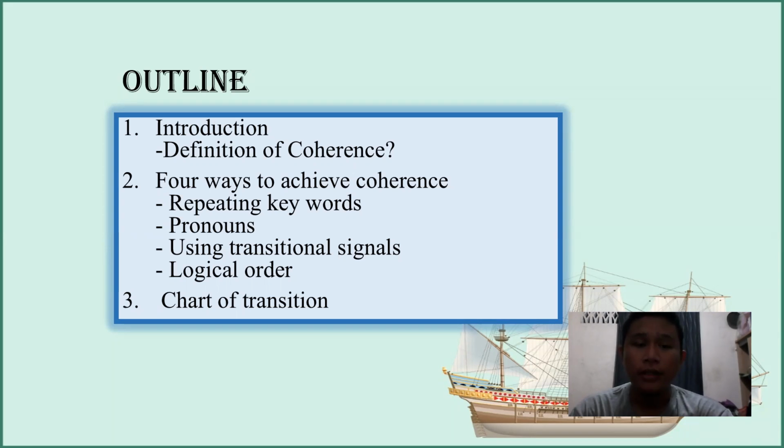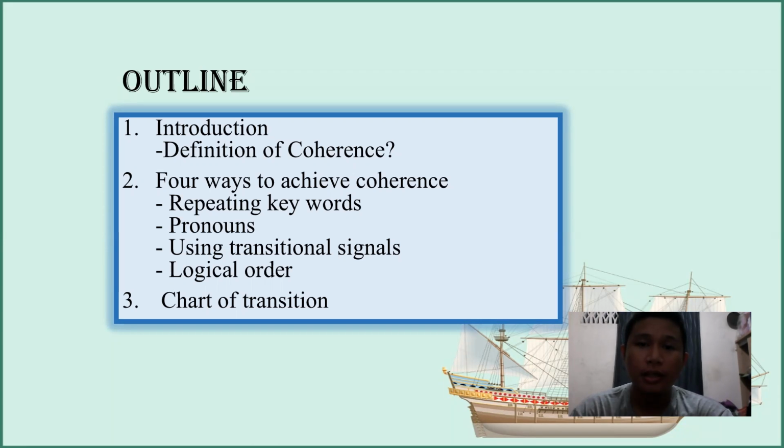Introduction. What is the definition of coherence? Have you ever read something that was hard to follow, where the writer jumps around from idea to idea and does not have the unity or consistency to connect the words, sentences, and paragraphs? That is something that we want to avoid in our writing as well. But how do we do that?